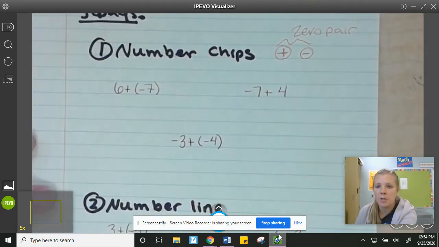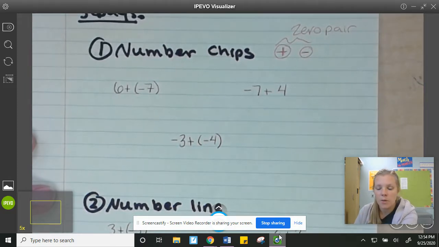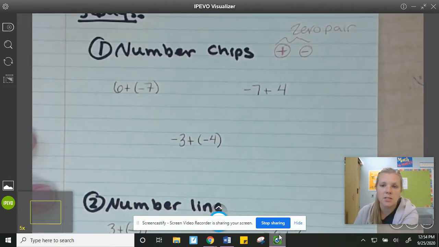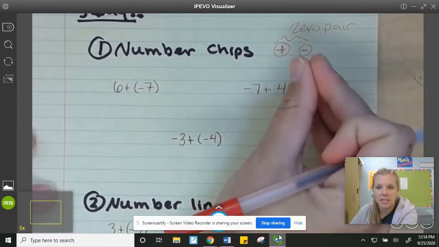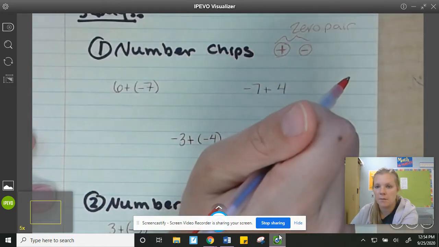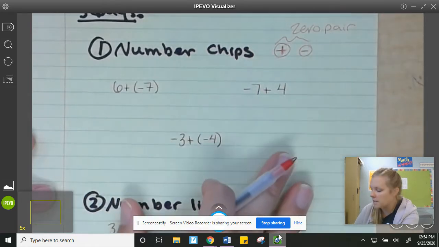They're called a zero pair because they're opposites. We learned the definition of opposites last week, that opposites add to be zero. Well, positive 1 plus negative 1 is 0. So together, we're going to be able to cross them out because they add to be 0.